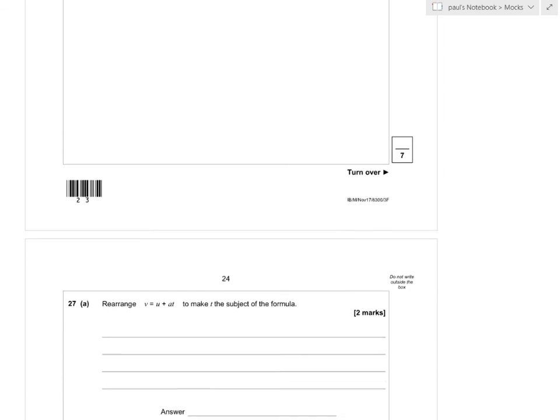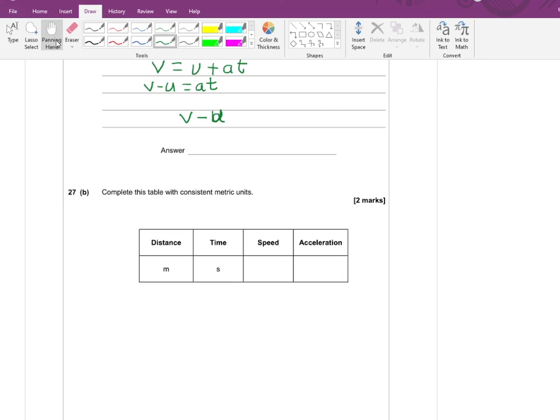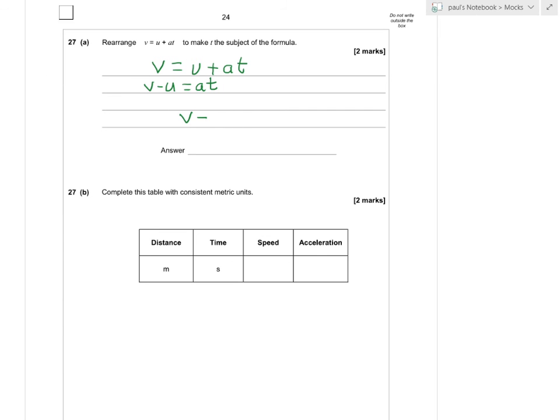Right, rearrange V equals U plus AT to make T the subject. Okay, so V equals U plus AT. So let's get rid of the U first. So then it'll be V minus U equals AT. And then divide by A. So it's V minus U divided by A equals T.